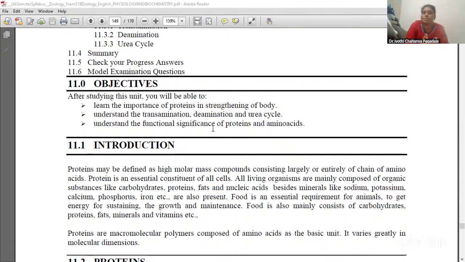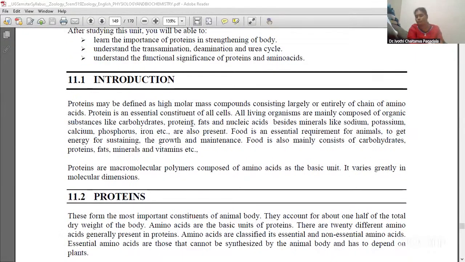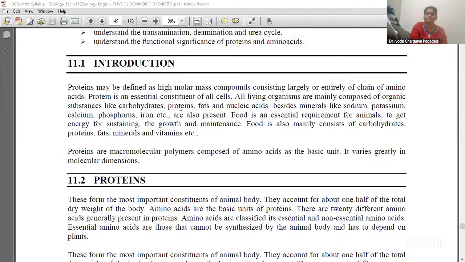Food mainly consists of carbohydrates, proteins, fats, minerals, and vitamins. Here the proteins are the macromolecules. These are polymers composed of amino acids. These are the basic unit of life. They vary generally in molecular dimensions and structure and in the number of amino acids.